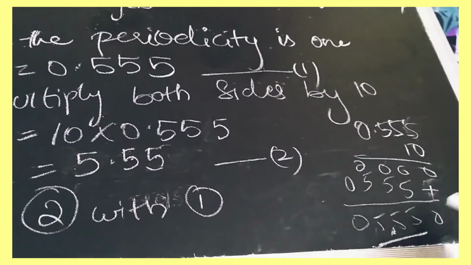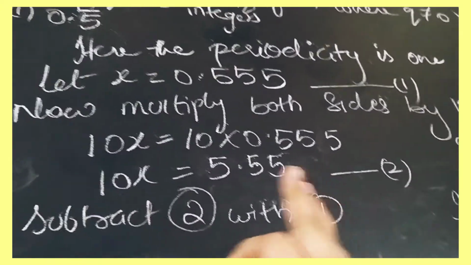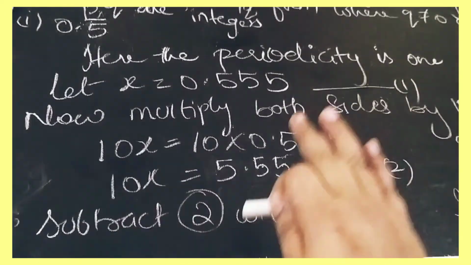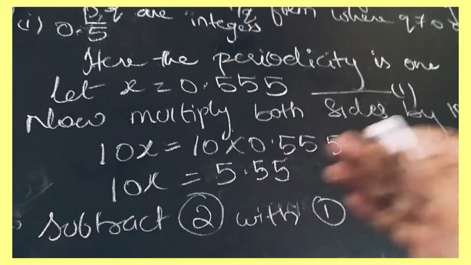No need to take this 0 and this 0. We can take 5.55. So the answer is here 5.55. 10x is equals to 5.55. Now subtract 2 with 1. Now you have to subtract the second equation with the first equation.